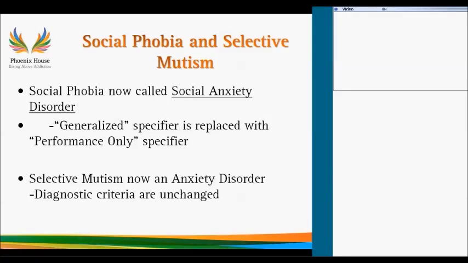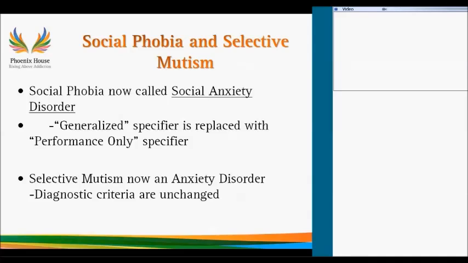Social phobia, there's a lingo change here. Social anxiety disorder is now the proper term, something I myself have to get used to. I'm very used to saying things like phobic and phobia. That's no longer the case. So the proper terminology is now called social anxiety disorder. And the generalized specifier is replaced with a performance-only specifier.